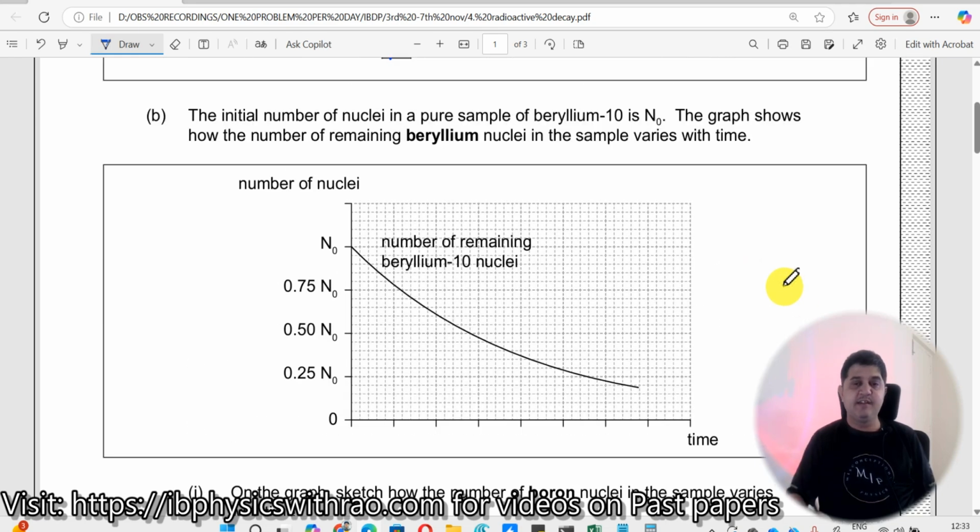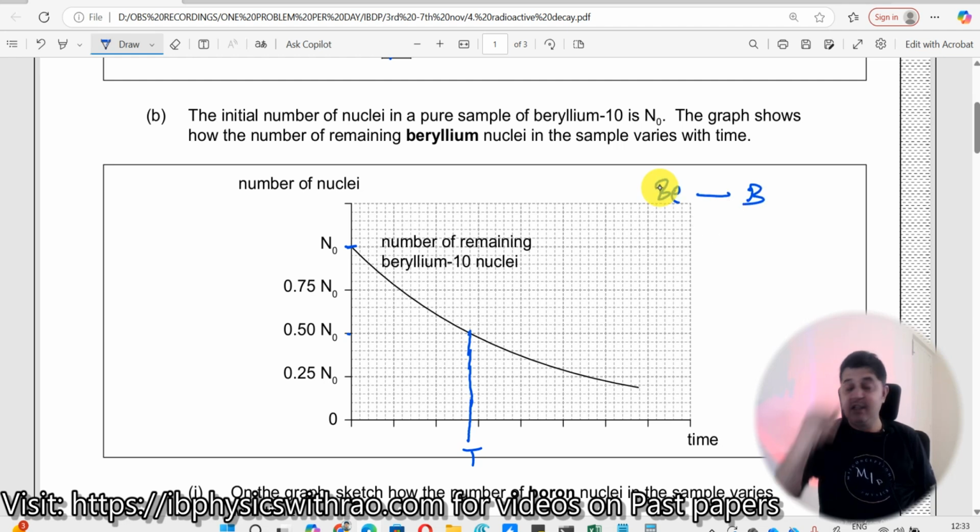What is being shown over here is the decay of the beryllium nucleus with time. What is being asked is how the growth of boron nuclei happens. See, if the initial number of nuclei here is N0, after one half-life the beryllium nuclei becomes 0.5 N0. So let me consider this point. If I draw a line here, this will be your half-life. When this decreases to half, that half has decayed from beryllium to boron.